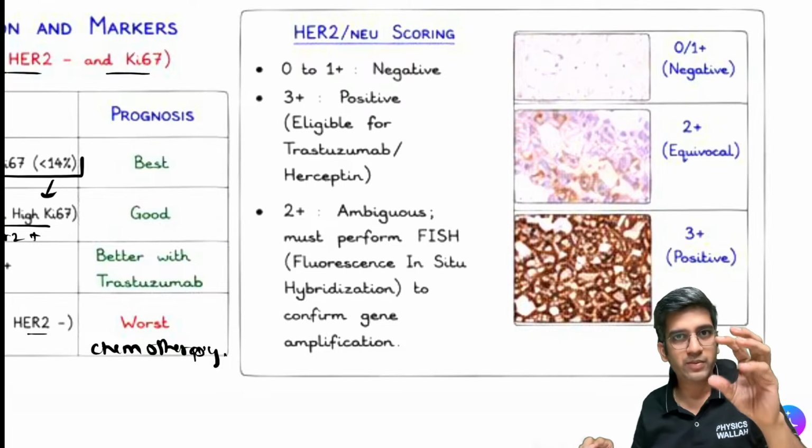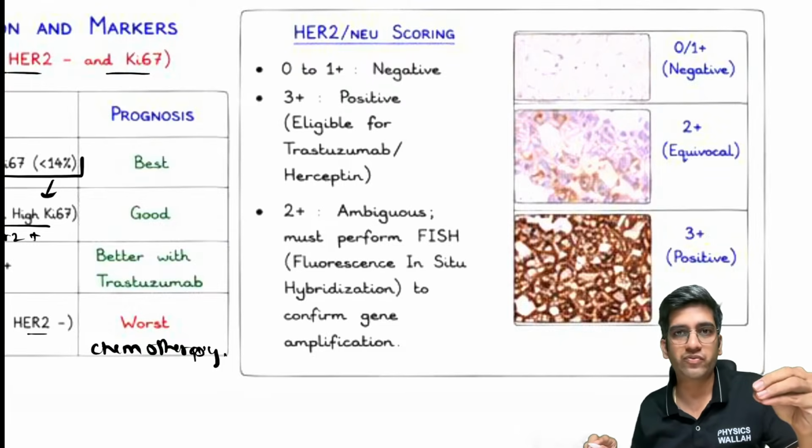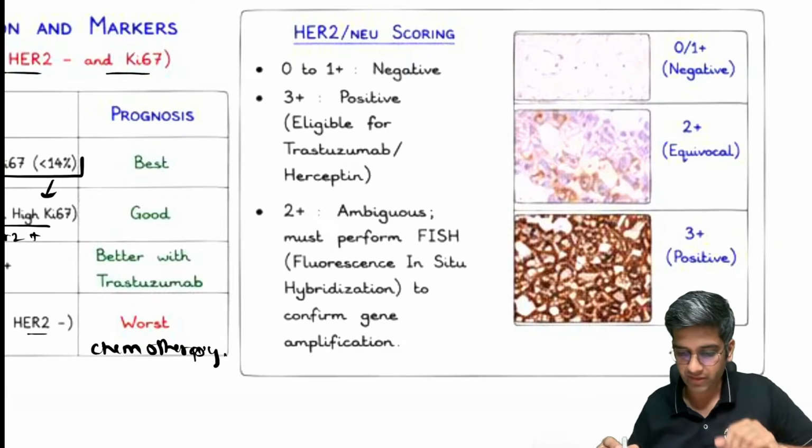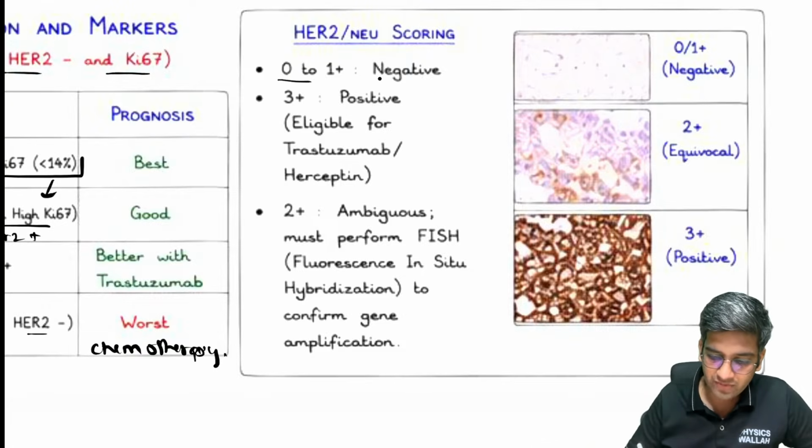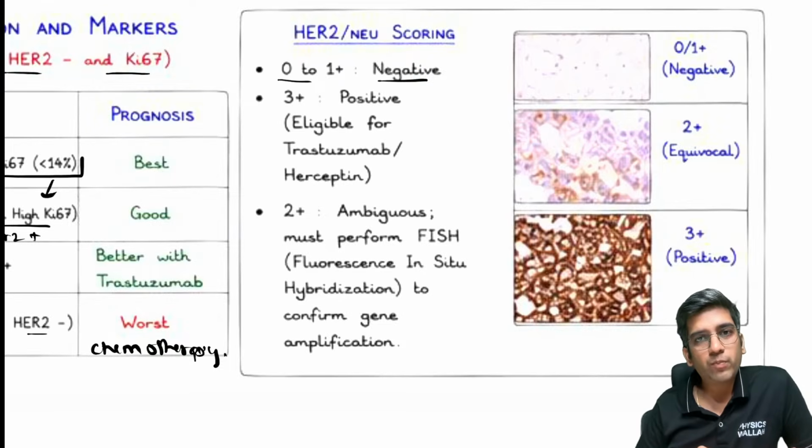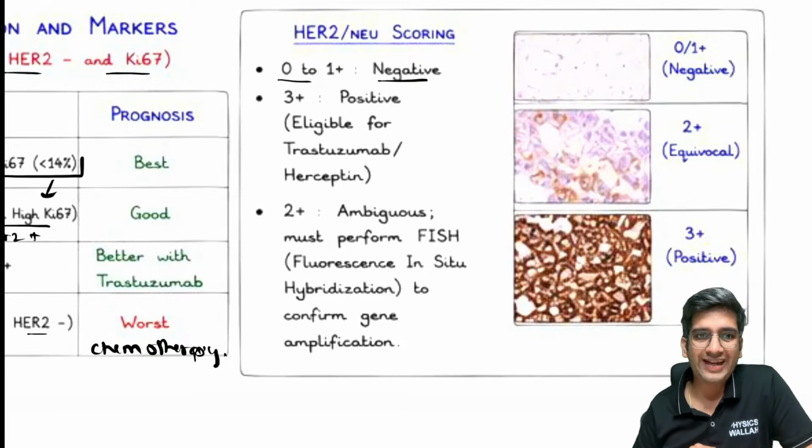Fine. If it's 14%, it means 14% of the cells in the tumor are proliferating. That's what a Ki67 of 14% means. Fine. Coming back to this, IHC of HER2/neu, if it's 0 positive or 1 positive, we call them negative.